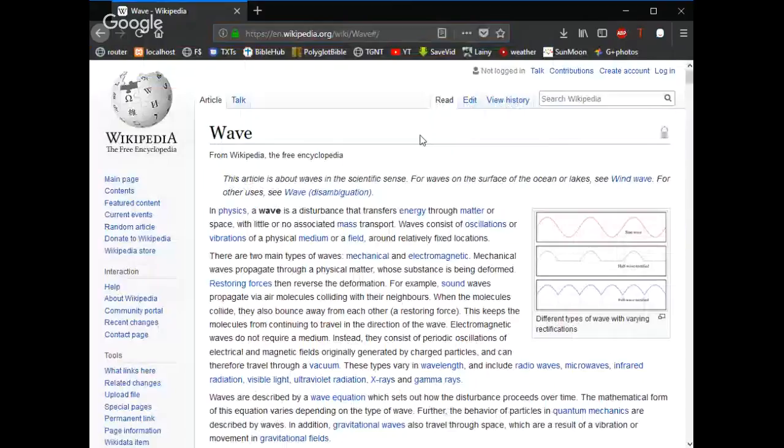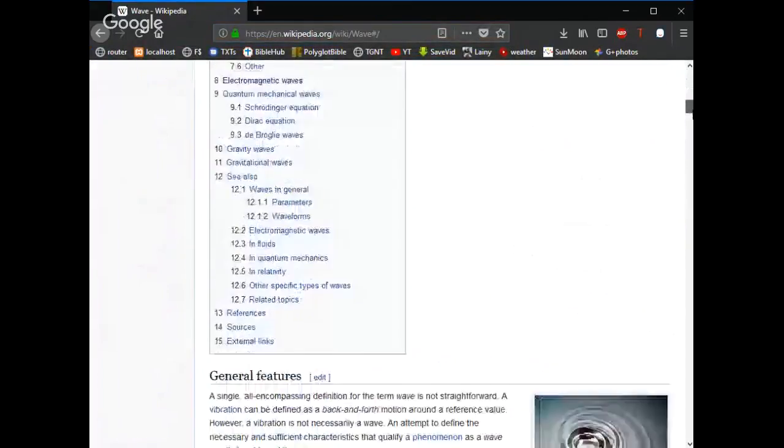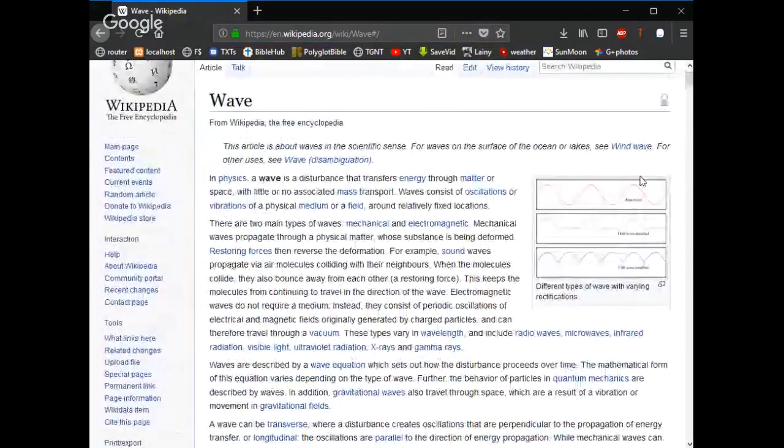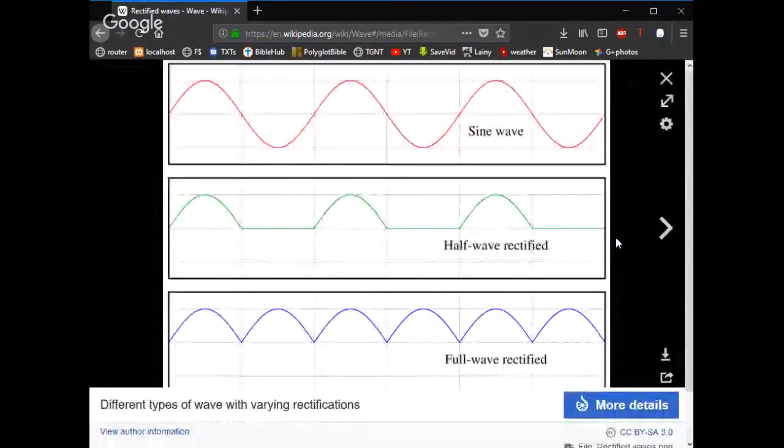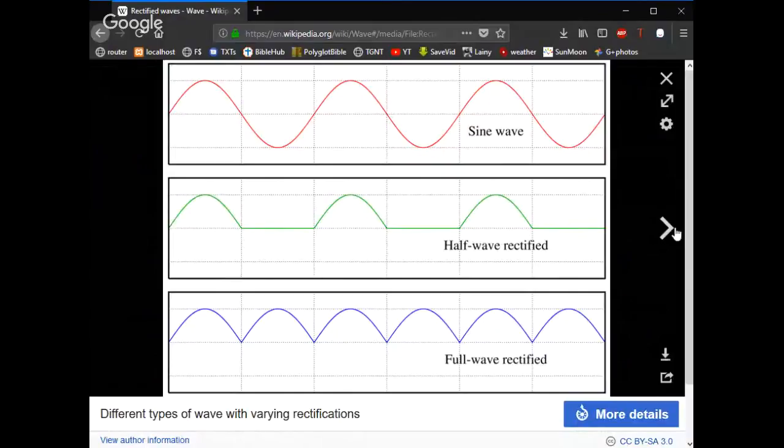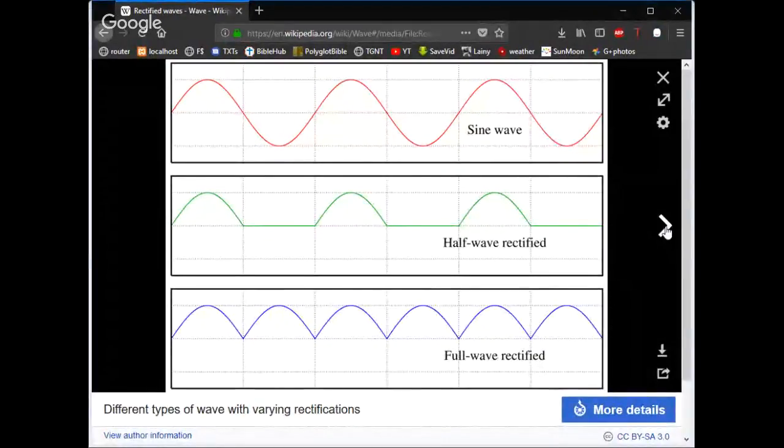I know it's wiki, but they actually had a nice collection of images here. And let me see if I can just run through them without looking at their text. This one really doesn't matter to what I'm talking about, because this is about, people laugh, but it's rectifying waves. This is how you make a power supply from AC to DC.